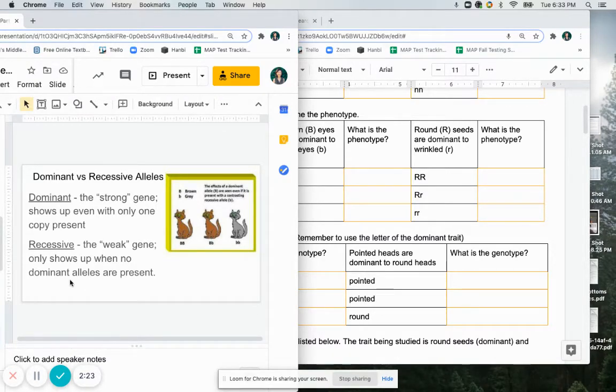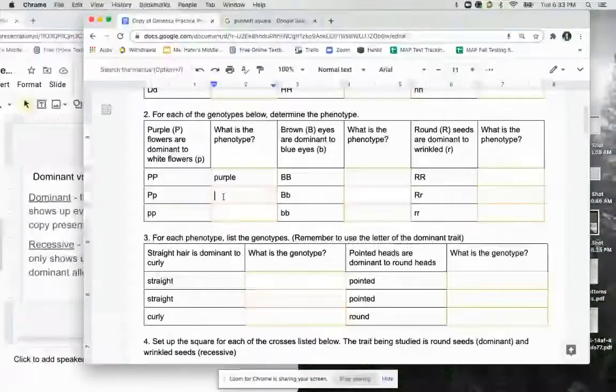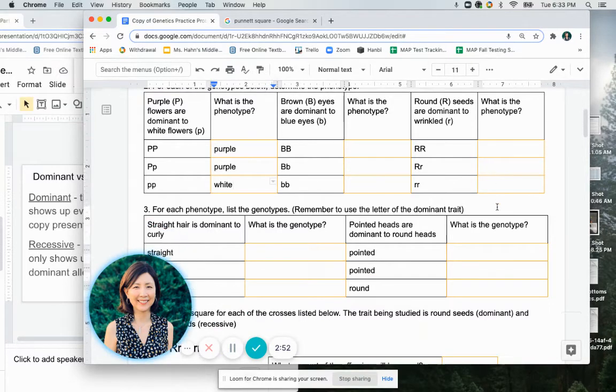whereas the recessive one will only show up when there's no dominant alleles. So this cat is brown when it has a big B, little b, but it's gray if it has two little b's. So here we've got purple because it's got a dominant allele, and then this one is going to be white because it is now just two recessive alleles. So you'll do the phenotypes for here and here as well.